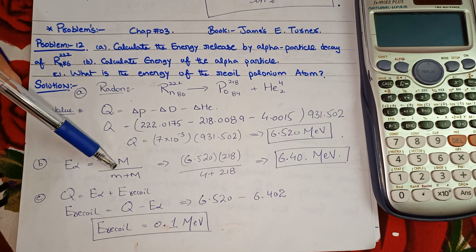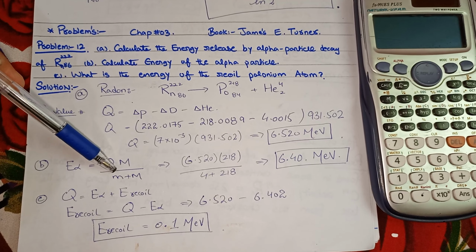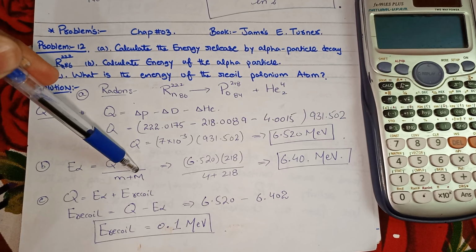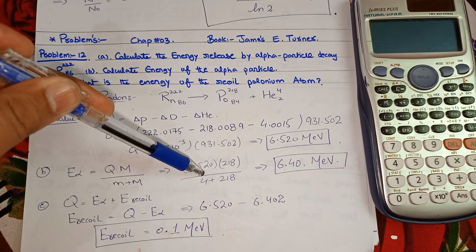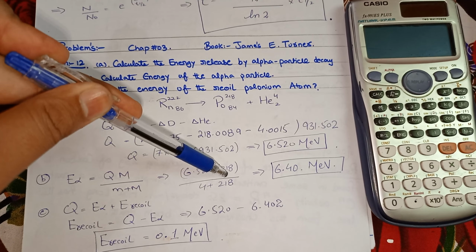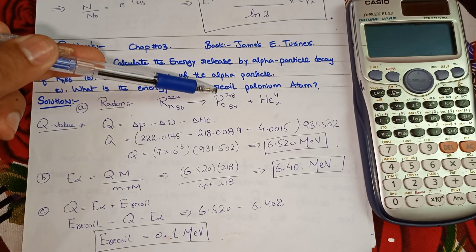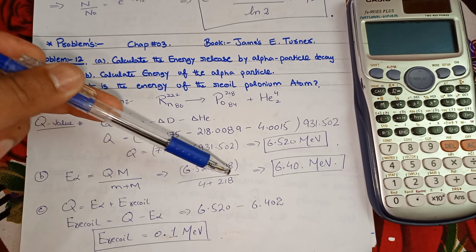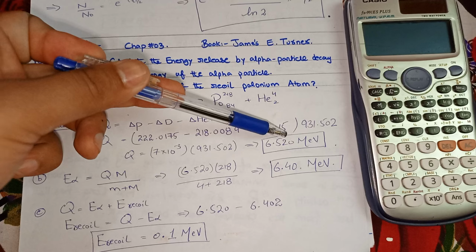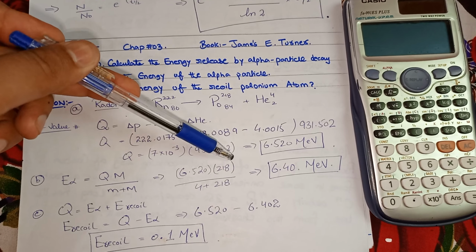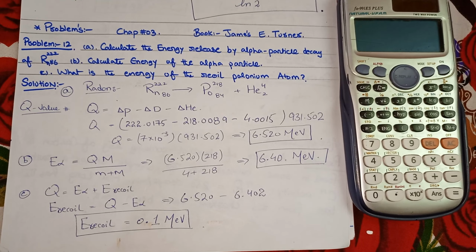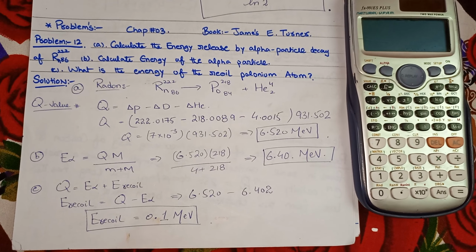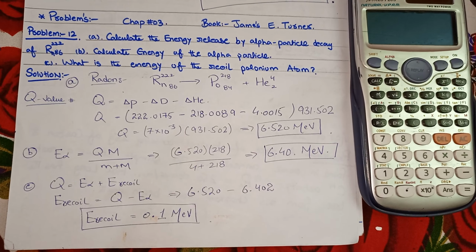Capital M is the mass of the residual particle, and small m is the mass of the alpha particle. Alpha particle is helium, so its mass is 4, plus the residual mass, because polonium has mass 218. The Q value we already found is 6.520. After calculating, you will get your answer, and your answer is 6.40 mega electron volts.